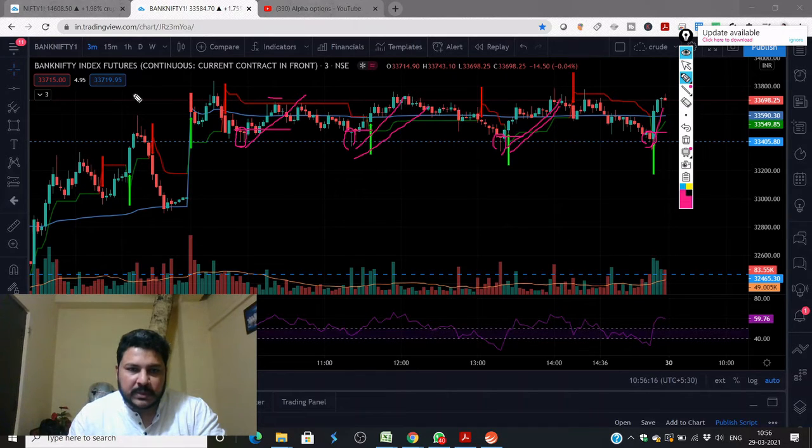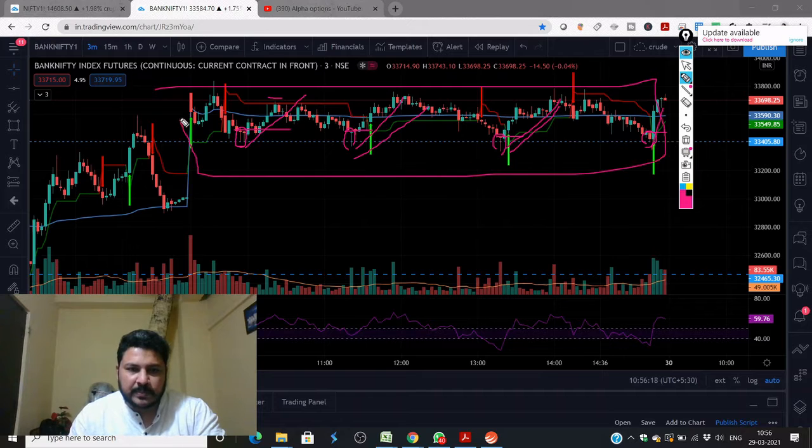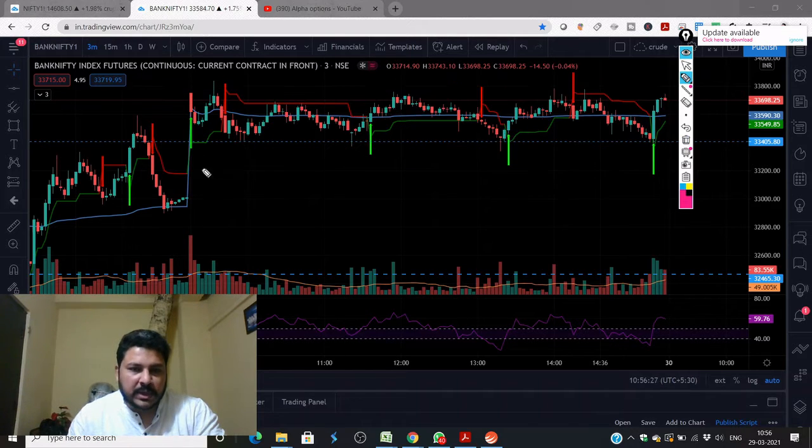So Friday was a completely sideways market, and if you were following a trend trading system, then you could have lost big time in this. Or if people had sold a straddle, they could have made money easily along the VWAP, because the price was just above and below the VWAP. So this was about Banknifty.